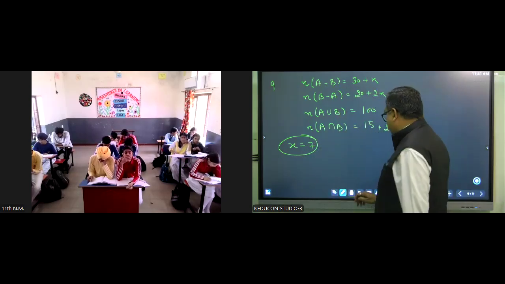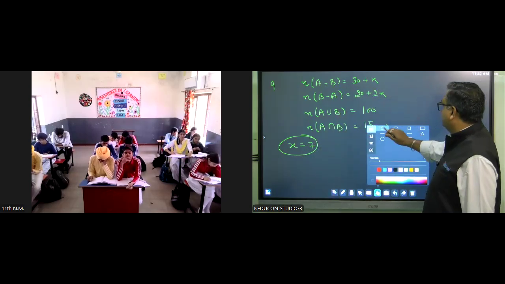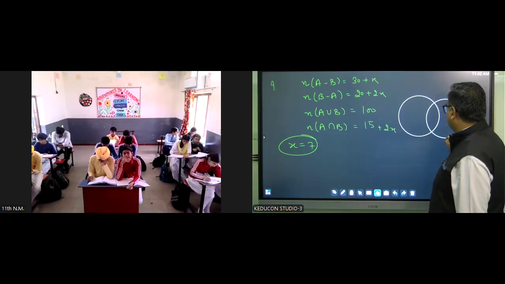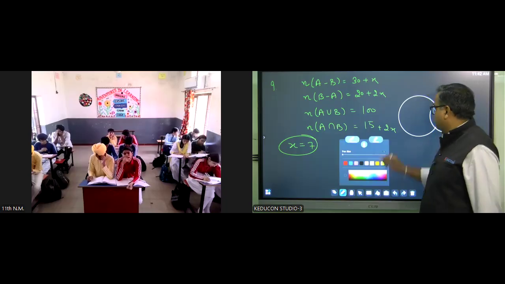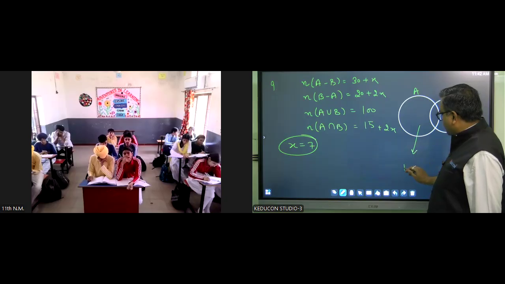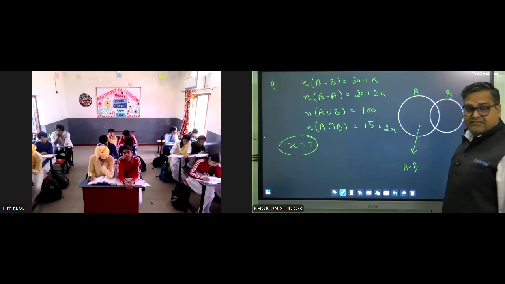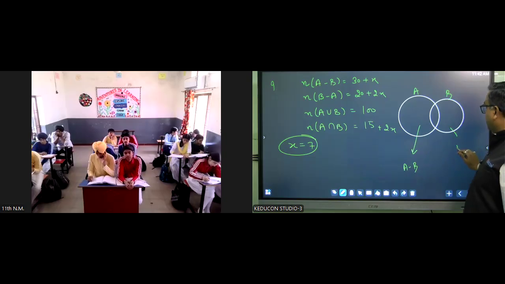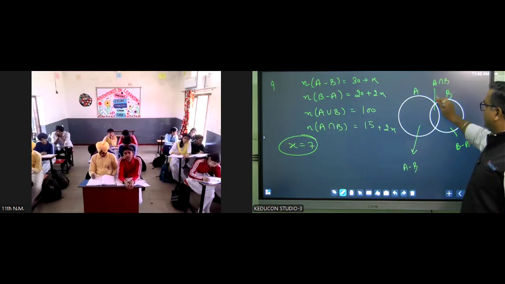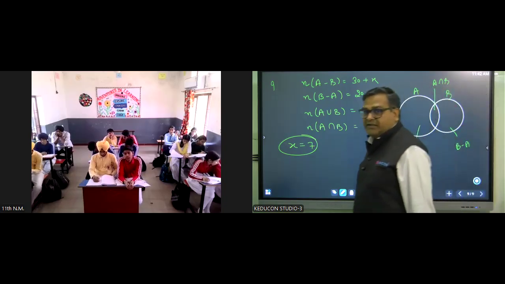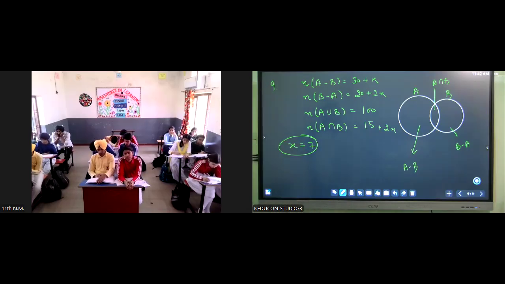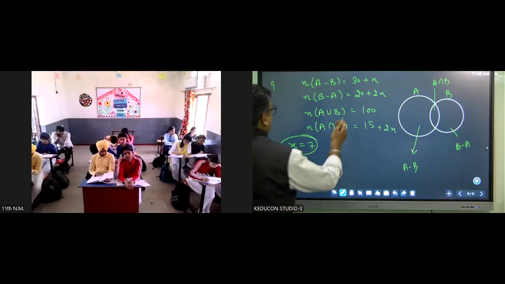How to do this? ये स्टूडेंट्स कैसे करना है जी? आपने दो सेट्स बना दिए जी. This set is A, this is B. This part is A minus B. This part is B minus A. And this is A intersection B. इन तीनों का जो यूनियन है, that becomes A union B. Yes or no? Yes. बस फार्मूला लगा दो.